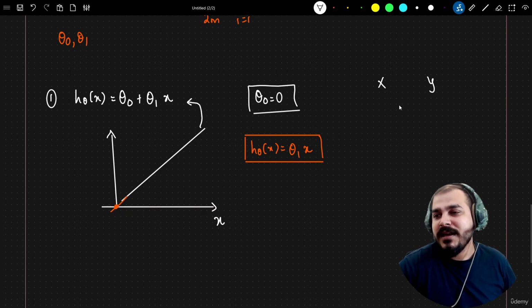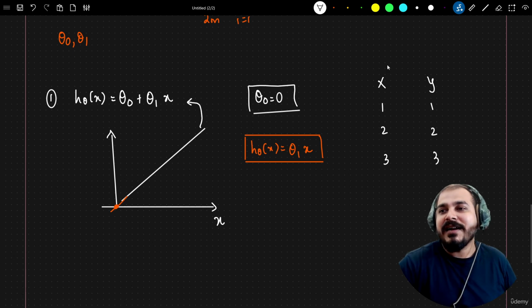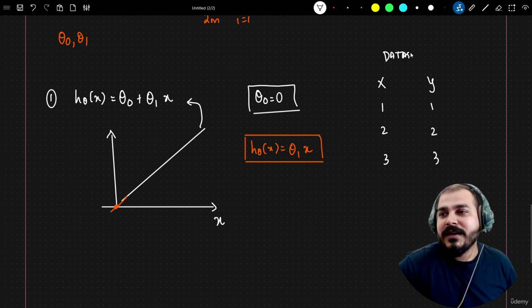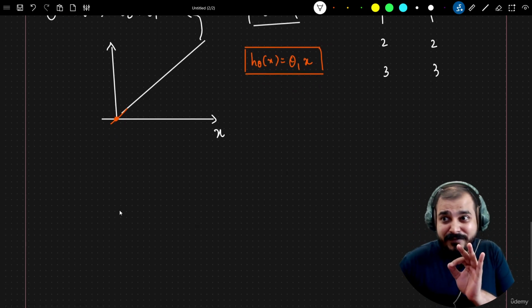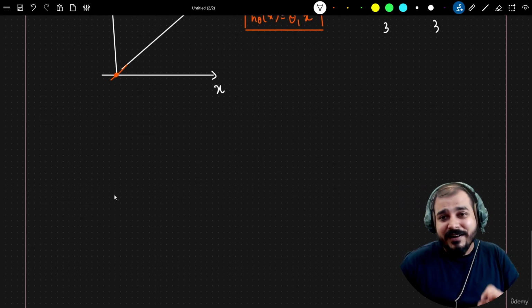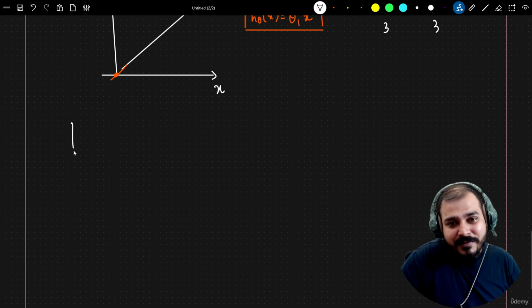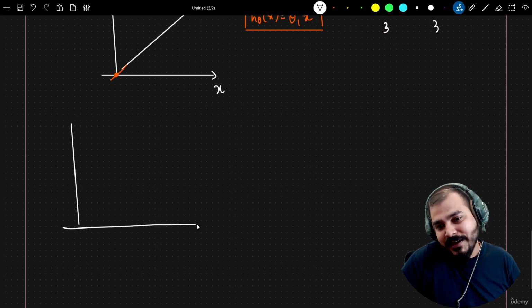Let's say this is my x and y. I'm just going to write 1, 1, 2, 2, and 3, 3. Okay, let's consider that this is my entire data set. And for this particular data set, I really need to create a best fit line, because this will give you a clear idea of what we are trying to do. So what we will do is try to create this line like this.